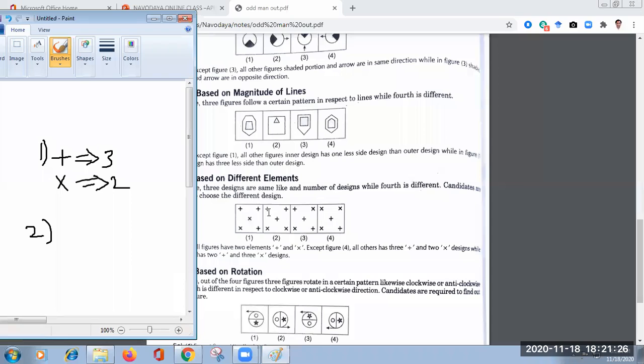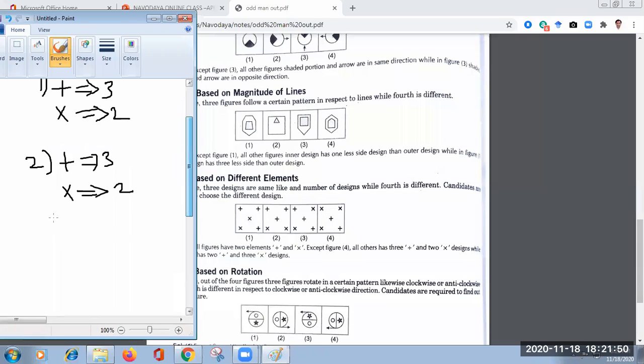In the second one, how many plus symbols are we having? How many times is it repeating? 1, 2, 3. Of course, plus is also repeating 3 times. Write it like this. Okay, now how many times is the multiplication repeating? 1 and 2, only 2 times it is repeating. In the second option also it is repeating 2 times.